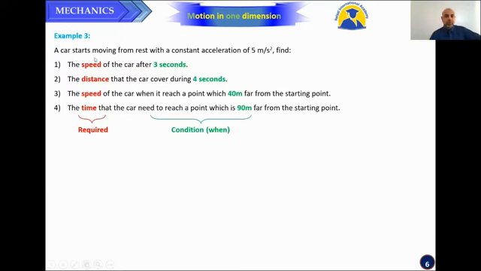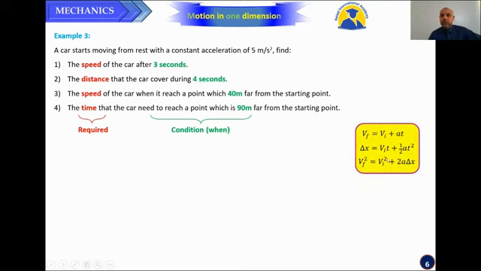Okay, let's do some examples to understand how we can use these formulas. A car starts moving from rest with a constant acceleration of 5 meters per second squared. Find 1. The speed of the car after 3 seconds. So the required is the speed and the condition is 3 seconds. So the question gives us the time, which is 3 seconds. Here, to choose which formula we must use, you need to write like this: the requirement and the condition. So we need to find V final when t equals 3 seconds.